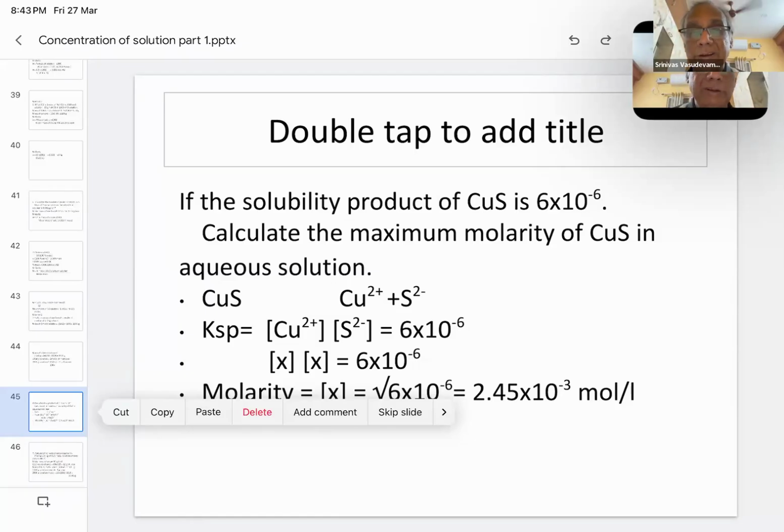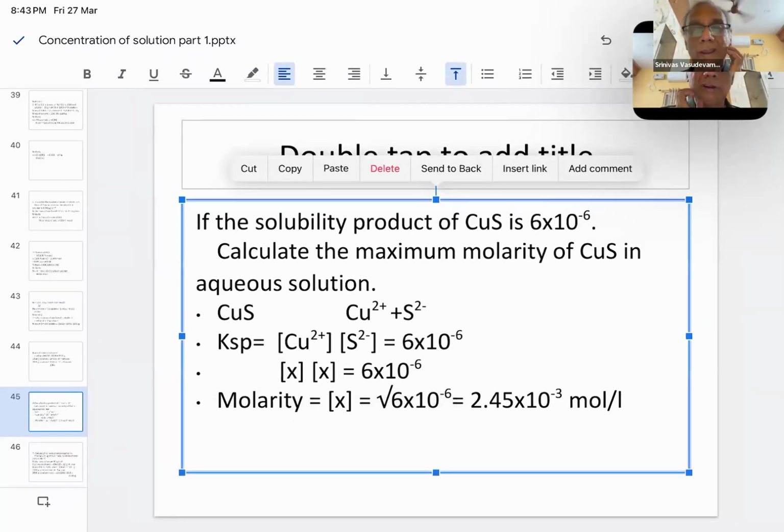Both are same concentration here. So I am taking concentration of Cu2+ equal to concentration of S2-, which is X here. So X into X is equal to 6 into 10 power minus 6 here. So X square is 6 into 10 power minus 6. Molarity X, that is concentration, root 6 into 10 power minus 6. That is 2.445 into 10 power minus 3 mole per liter. This is the concentration of solution.